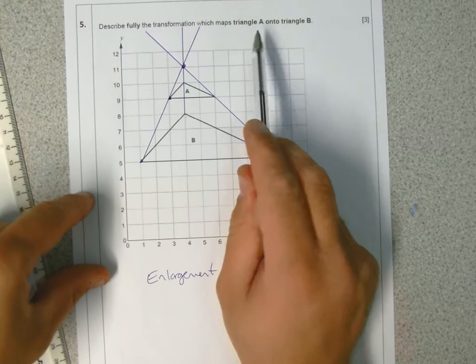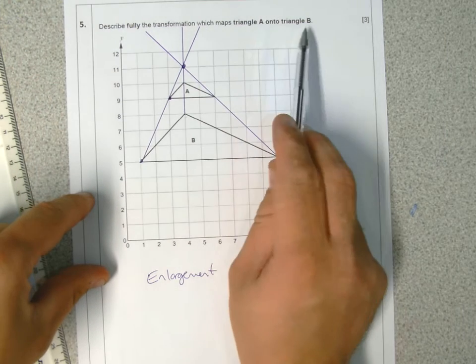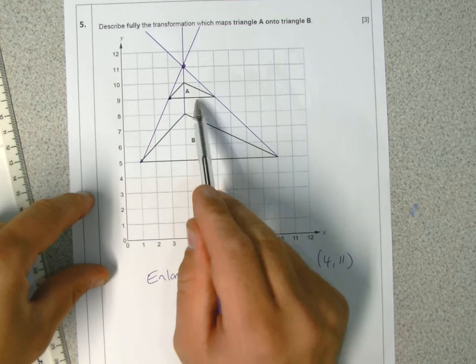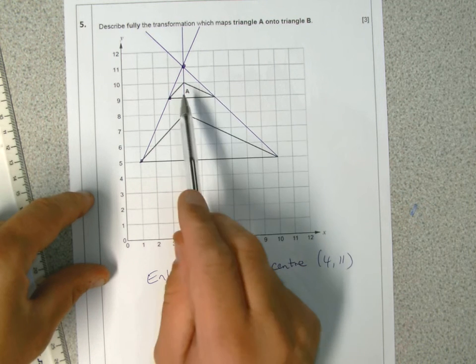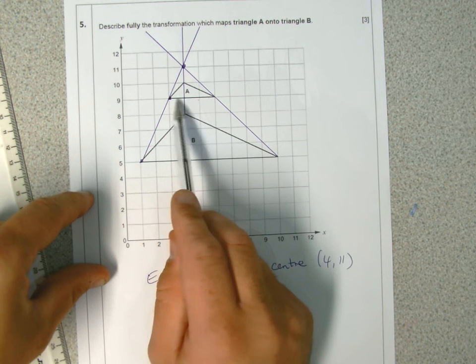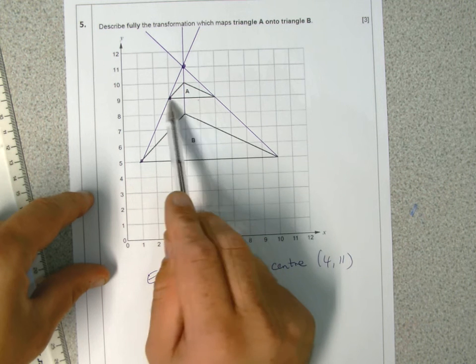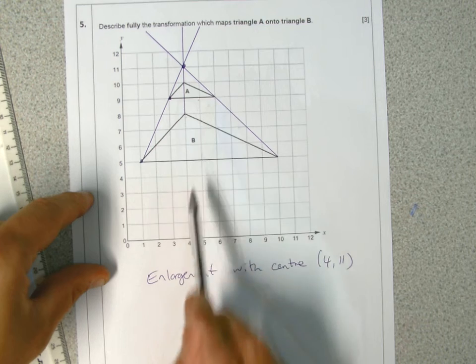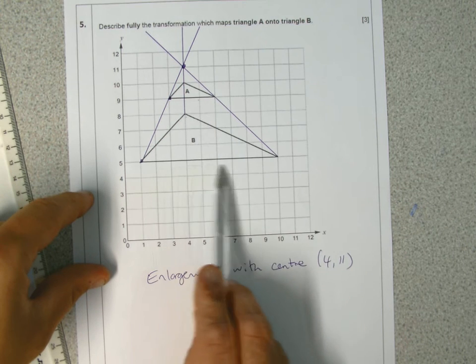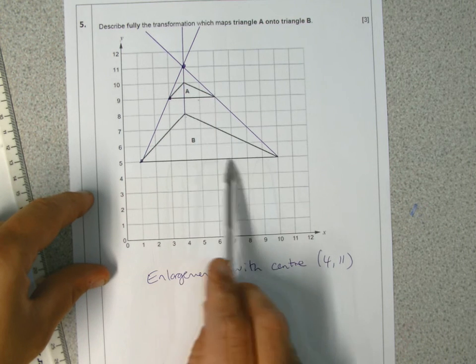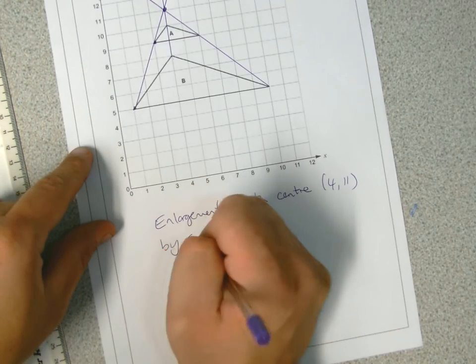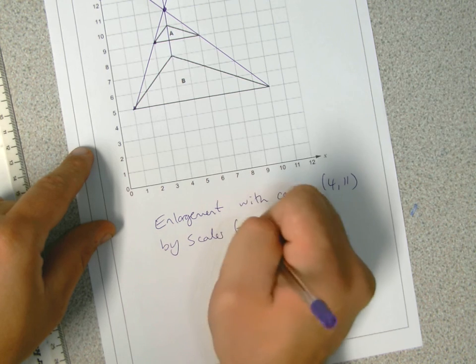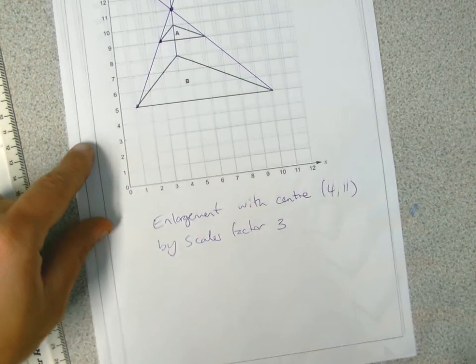Okay? Now it says maps triangle A onto triangle B. So triangle A has gone to B. It's got bigger, isn't it? It's easy to work out how many times bigger it's got. How long is that side there? Is that 3? I think that's 3 squares, isn't it? And then look at how long this side is. If you calculate, that's 9 squares. So going from 3 to 9, we've multiplied it by 3. So the scale factor is 3. Okay?